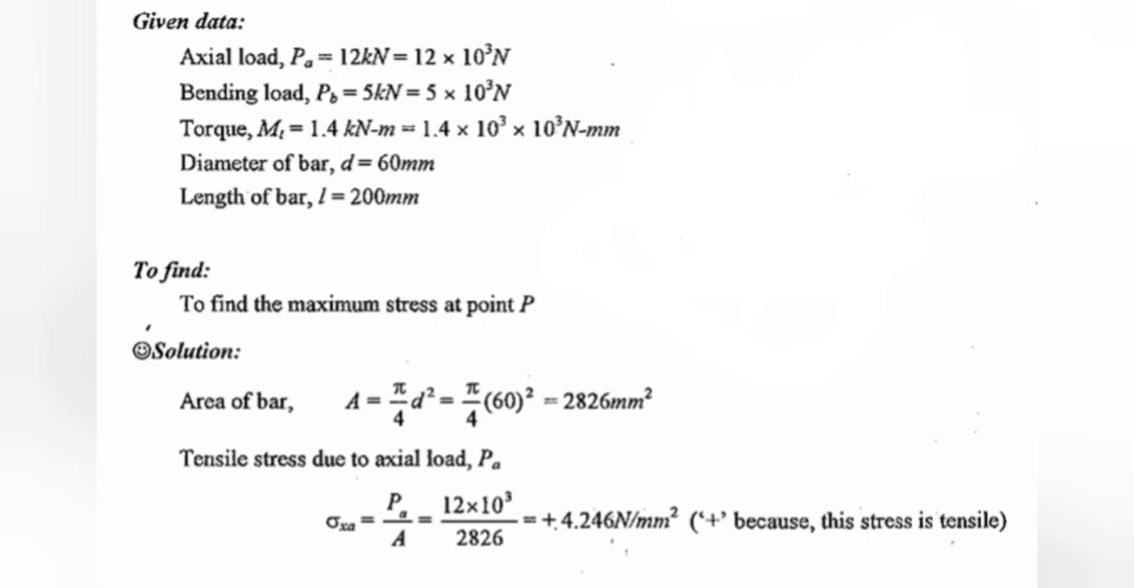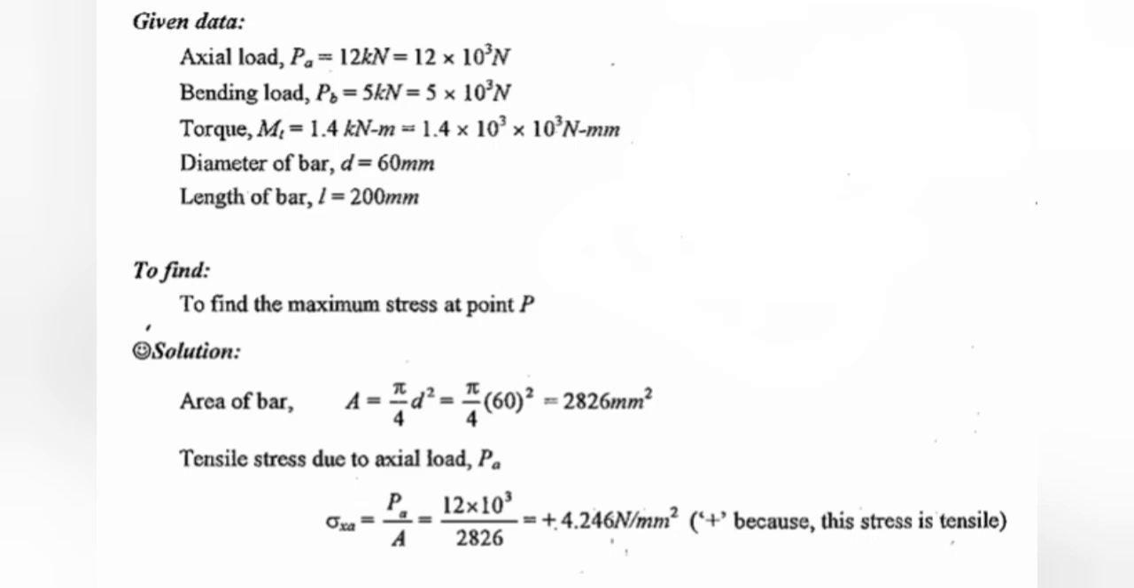First of all, just write the given conditions. The axial load is given in kilonewton, and you have to convert it into Newton: 12 into 10 raised to 3 Newton. Then the bending load 5 kilonewton, 5 into 10 raised to 3 Newton, and the torque, let it be capital MT, 1.4 kilonewton meter. The kilonewton should be converted into Newton, times 10 raised to 3. In addition, meter should be converted into mm, so another 10 raised to 3. So 1.4 into 10 raised to 3 into 10 raised to 3 Newton mm. Then the diameter and length. You have to find the maximum stress at the point P.